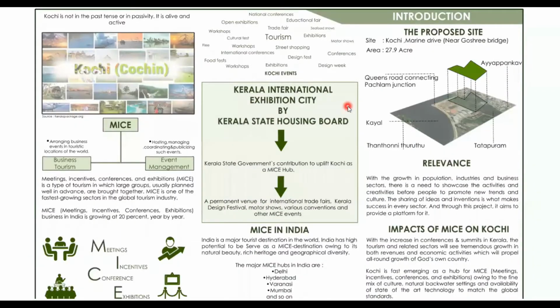Kerala International Exhibition City is the proposal by the State Housing Board on behalf of the state government's contribution to uplift Kochi as a major MICE hub. The aim is to provide a permanent venue for the international trade fairs, the Kerala Design Festival, the motor shows, and the various conventions and other MICE events. The proposed site is near the Marine Drive area, near the Pachalam Junction, in an area of about 27.9 acres.